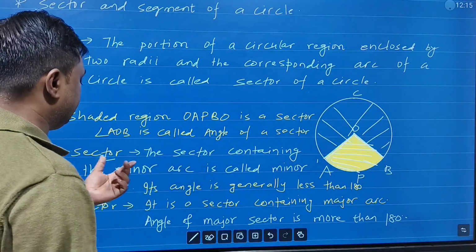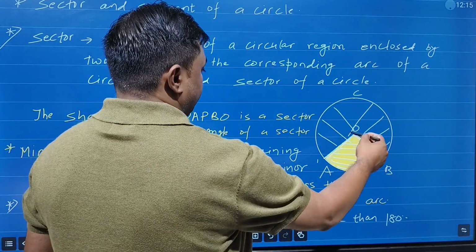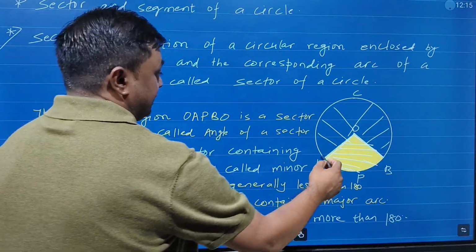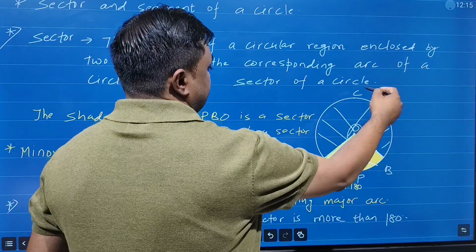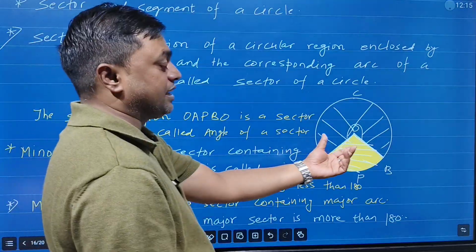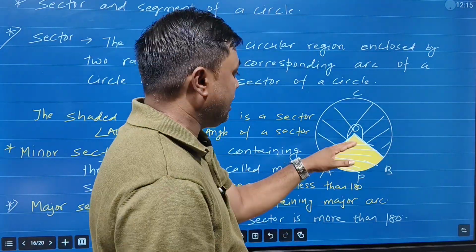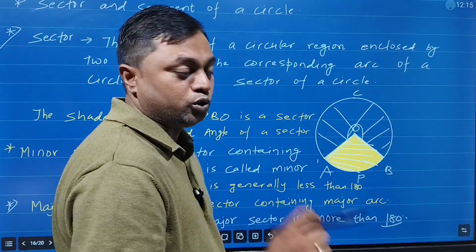What is a minor sector? The sector containing the minor arc is called a minor sector. And the sector containing the major arc ACB is called a major sector. Yes or no? Generally for a minor sector the angle is less than 180 degrees, and for a major sector the angle is more than 180 degrees. That point you should remember.